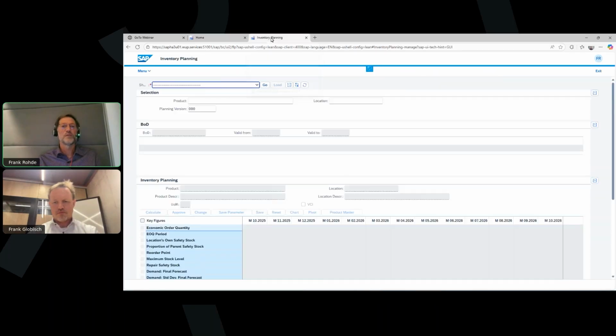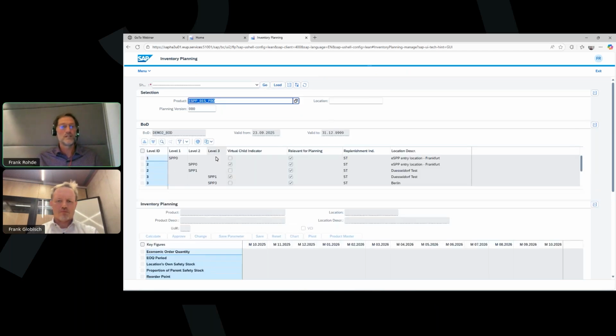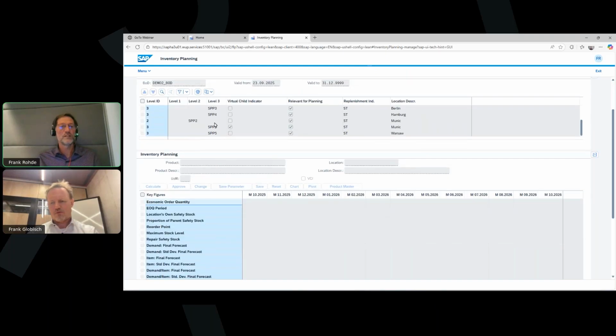So I'm opening the inventory planning book, and the demo is on a certain product. And we do see the BOD where the product belongs to. So it's a 3-level BOD with a lot of locations in it.